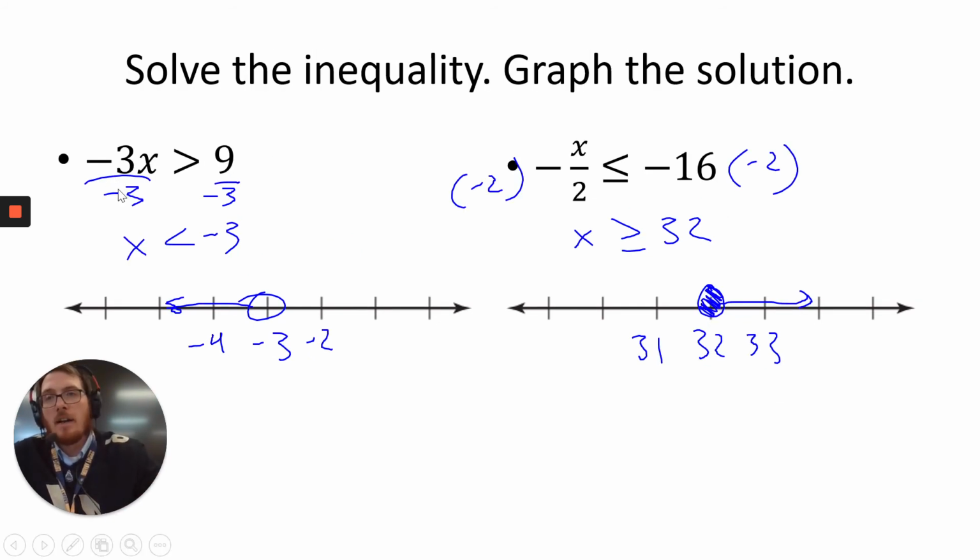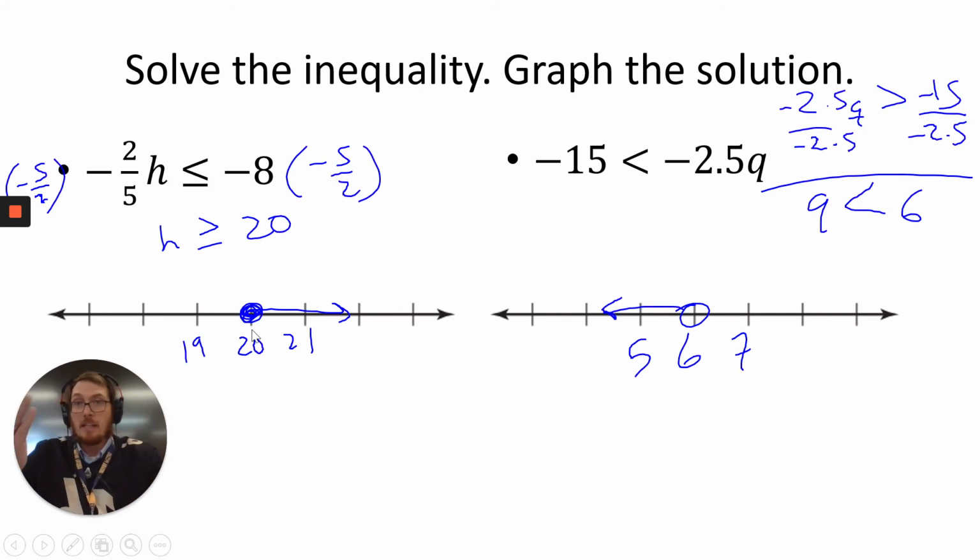So for this one, divide by negative 3, I flip the sign. So now it's really a less than question. This next one here, negative x over 2, you could think of this as dividing by a negative 2. This negative sign can go into either aspect of the question, the numerator or the denominator. So if you put it with the denominator, you're just going to multiply both sides by negative 2. But notice I went from a less than to a greater than symbol. And so I have a filled in circle at 32, but going to the right instead of the left.